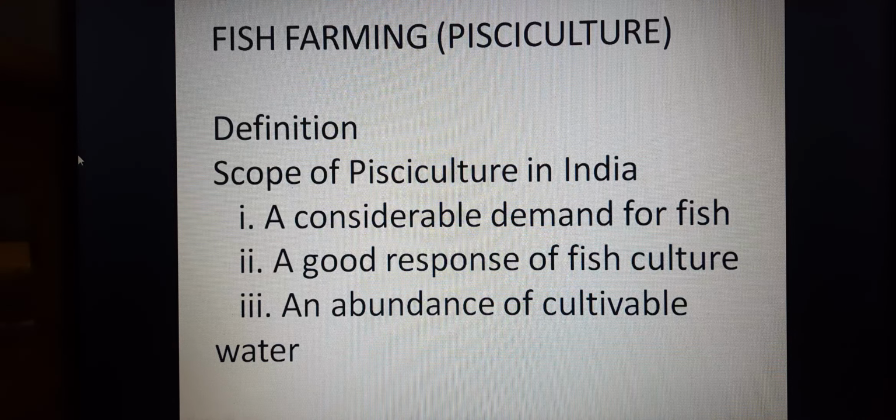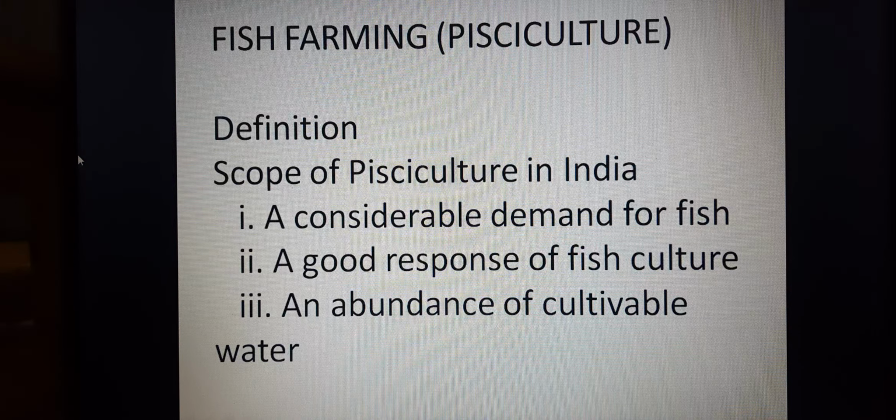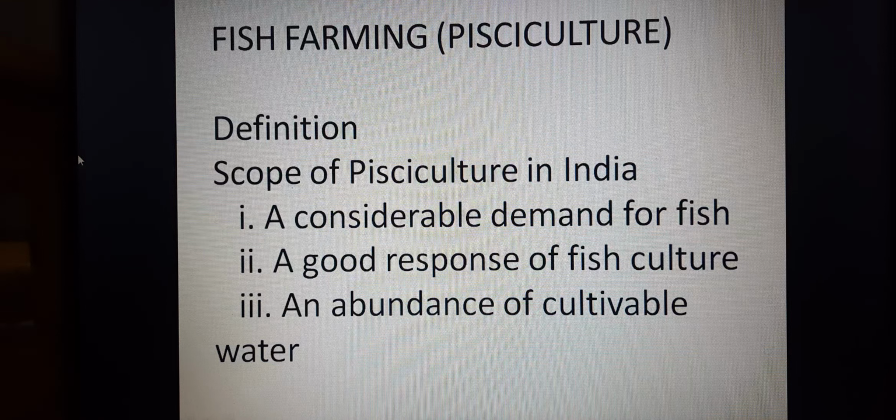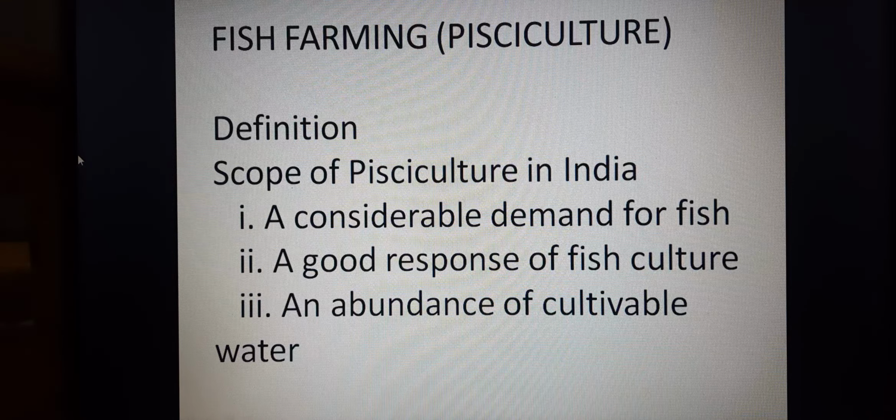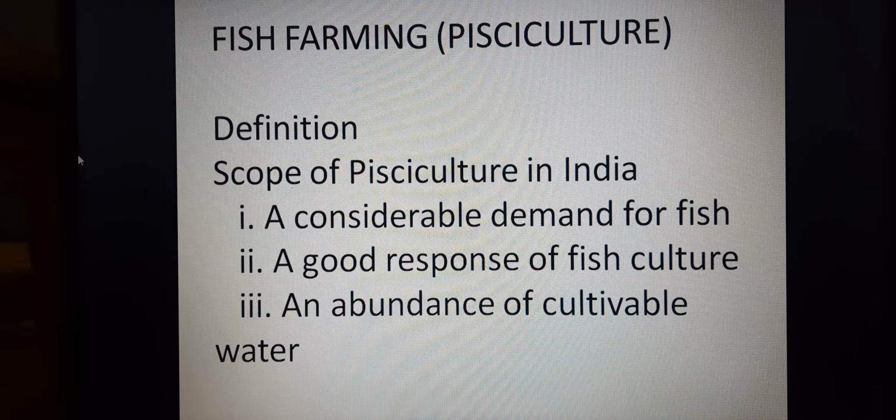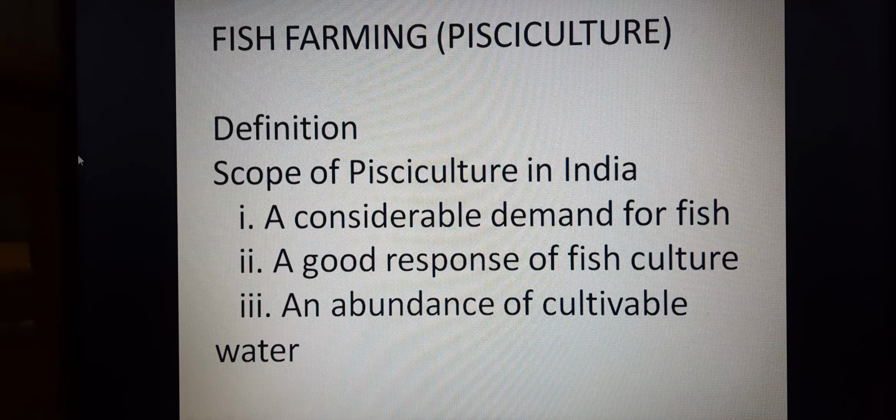The scope of pisciculture in India: demand is very good and the response of fish culture is also very high, because the improved varieties grow very speedily and the farmers are also getting revenue. Abundance of cultivable water: India possesses a large amount of water, there are marshy areas, ponds, ditches, lakes, everywhere we can cultivate the fish and we can make fisheries artificially.